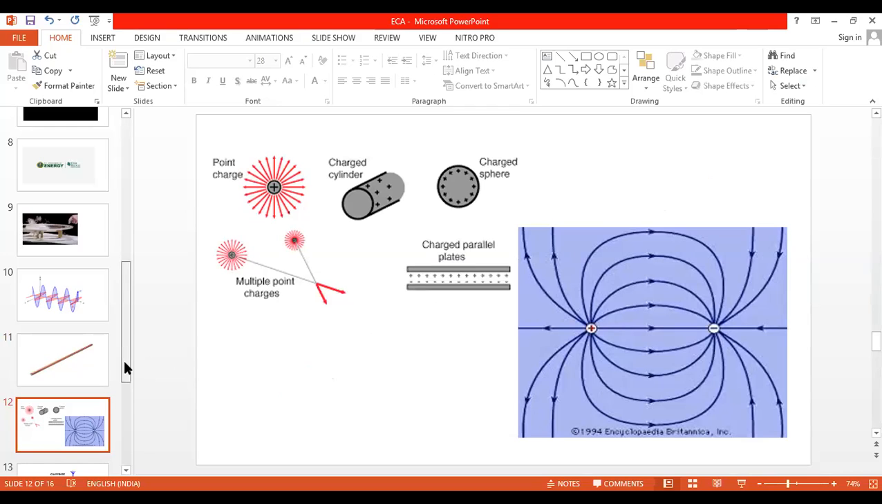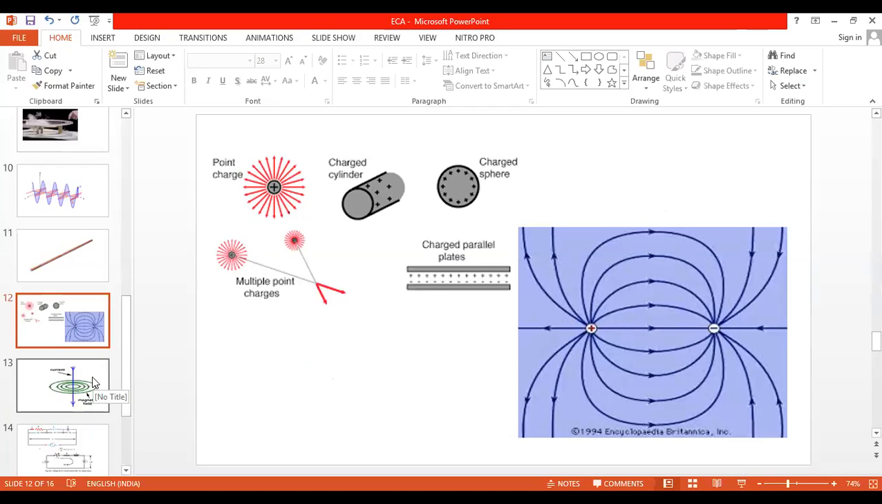Now, every conductor is associated with electric field. This is an objective type question even in competitive examinations. Without passing the current, which field is associated with the conductor? Electric field. So every conductor naturally contains number of positive charges, number of negative charges, and due to the combination of positive and negative charges, electric field is created.